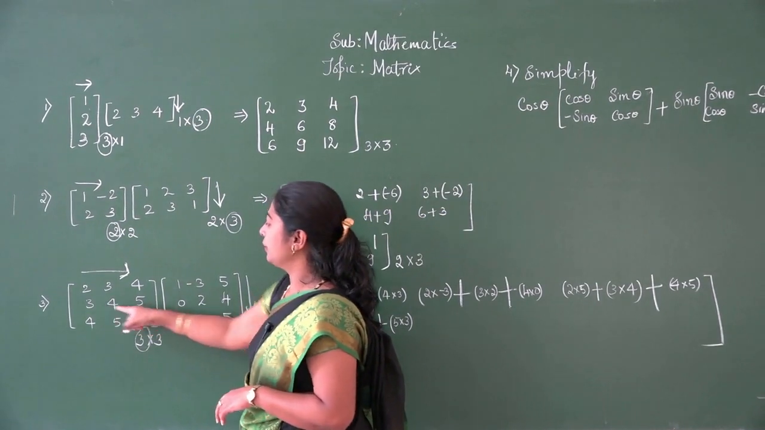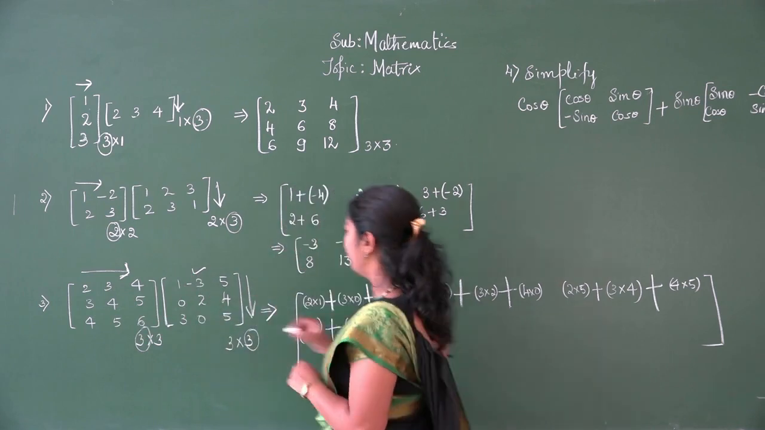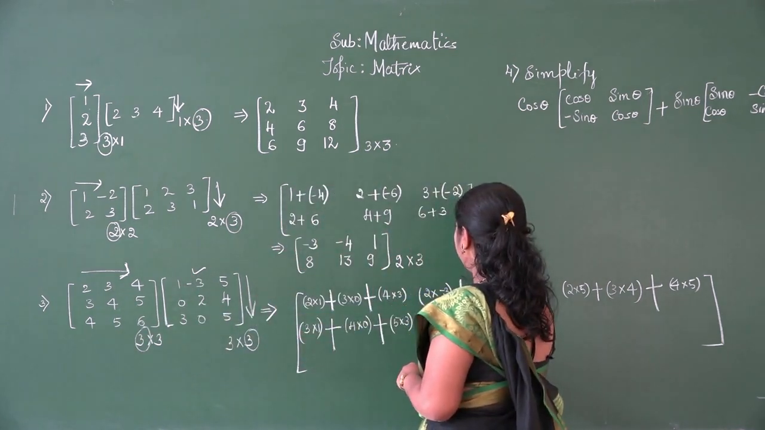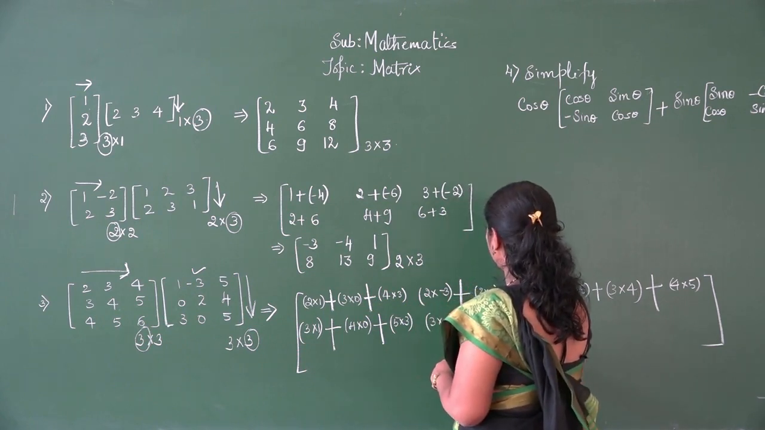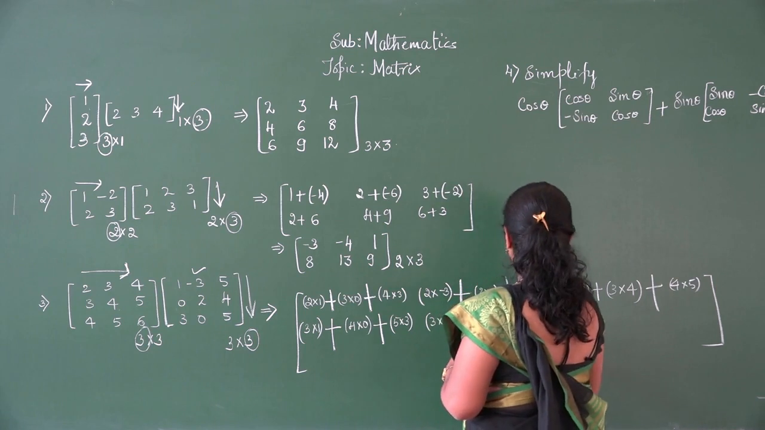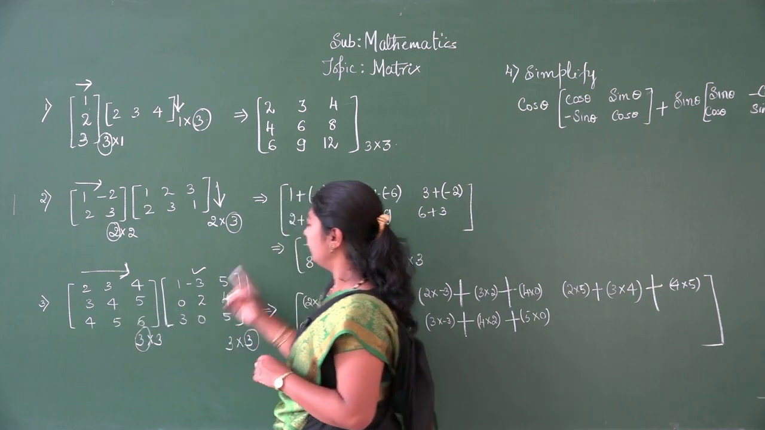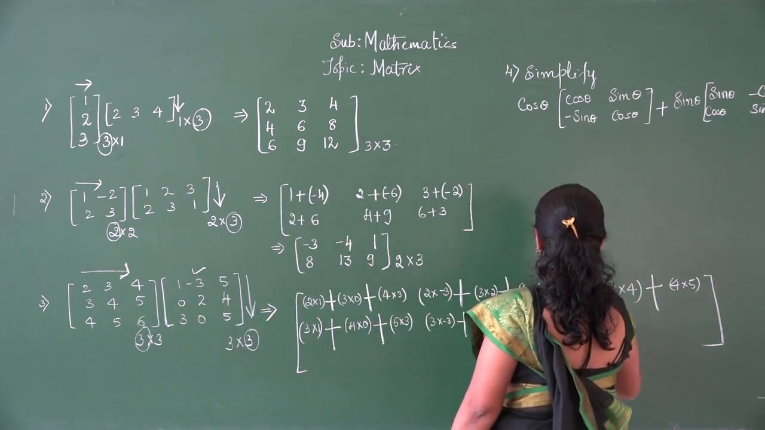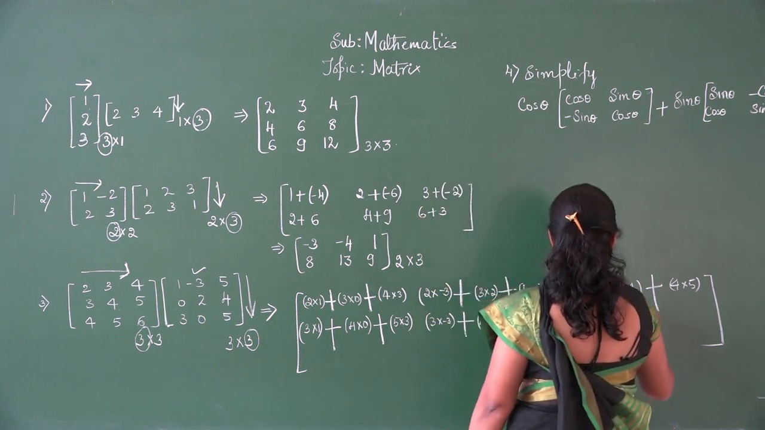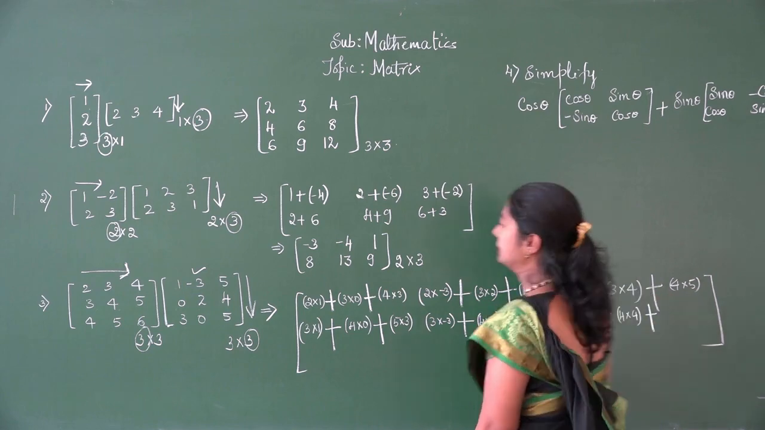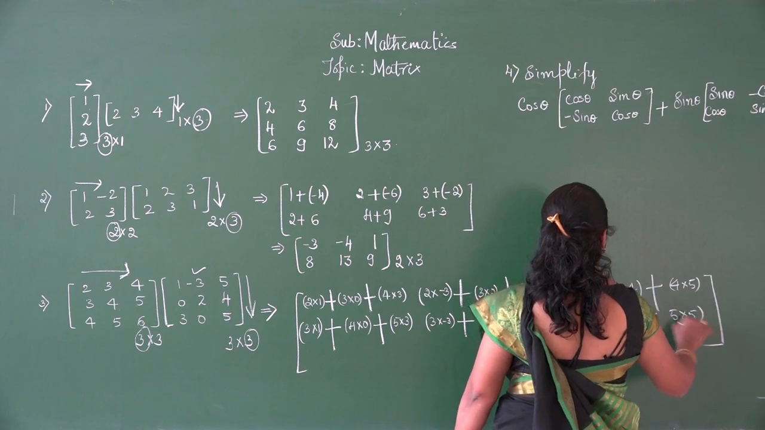Similarly, we started off with the second row, finished with the first column. Now, we are moving on to the second column: 3 into minus 3 plus 4 into 2 plus 5 into 0. Then the third column: 3 into 5 plus 4 into 4 plus 5 into 5.